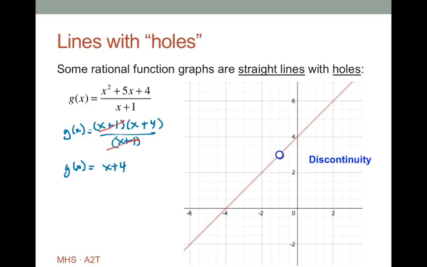But I have to have that discontinuity at x equals -1, because if I find the zero of this denominator, set that equal to 0, x equals -1. At x equals -1, that's where I have to have my discontinuity. So when I graph my simplified function, I have to remember to include that little hole there. And that concludes our lesson for today.